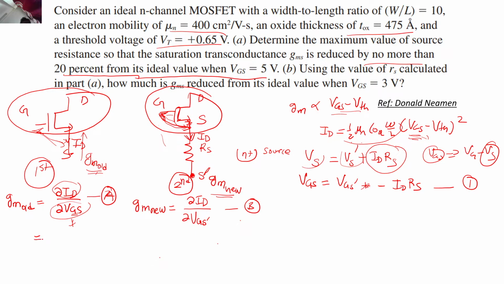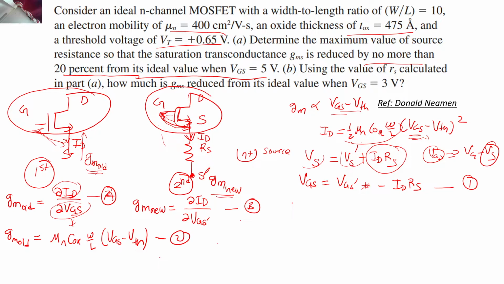So what is dou ID by dou VGS? This is just a simple formula that we know. So GM old is what? Mu n Cox W by L times VGS minus VTH. Okay, let's say this is my equation number 2. Now coming to the GM new, how am I going to do it? Okay, let me do it over here itself.